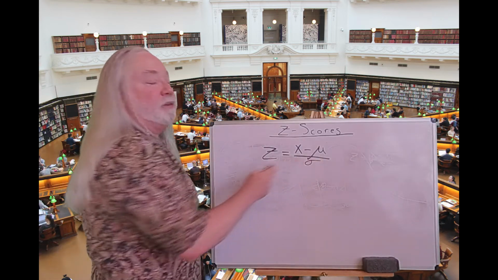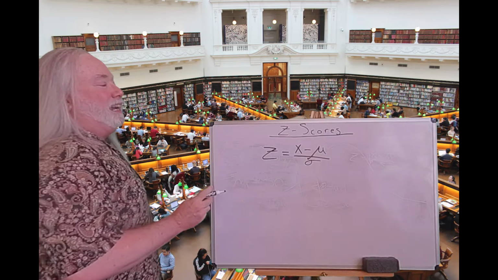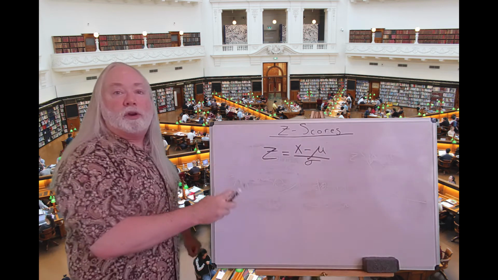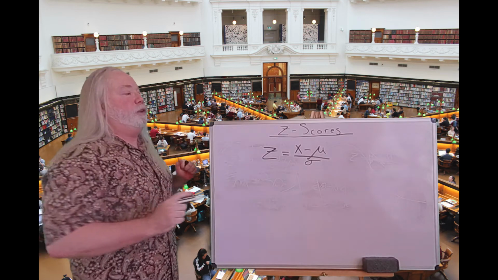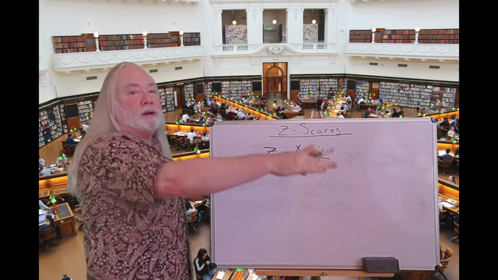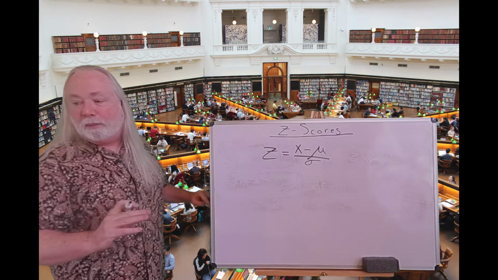Take the raw score, subtract from it the mean. Again, make sure you're subtracting in the correct order here. If you do mean minus the raw score, you'll get the sign reversed. So this way, if it comes out positive, we know we're above the mean. If it comes out negative, we know we're below the mean.